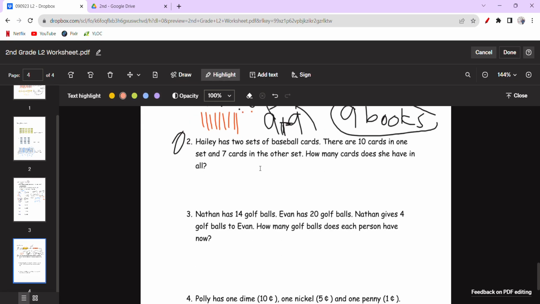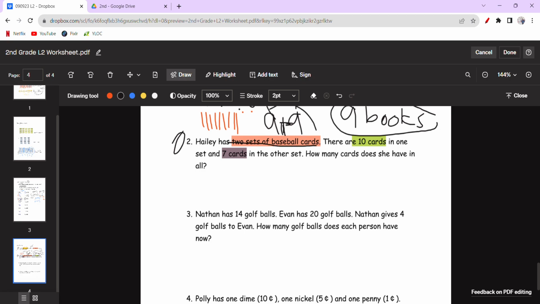Let's try another one. Haley has two sets of baseball cards. There are 10 cards in one set and 7 cards in the other set. Okay, let's do a different color. Right. How many cards does she have in all? In all, right? So it's the total. So what? We are adding up the numbers, okay?